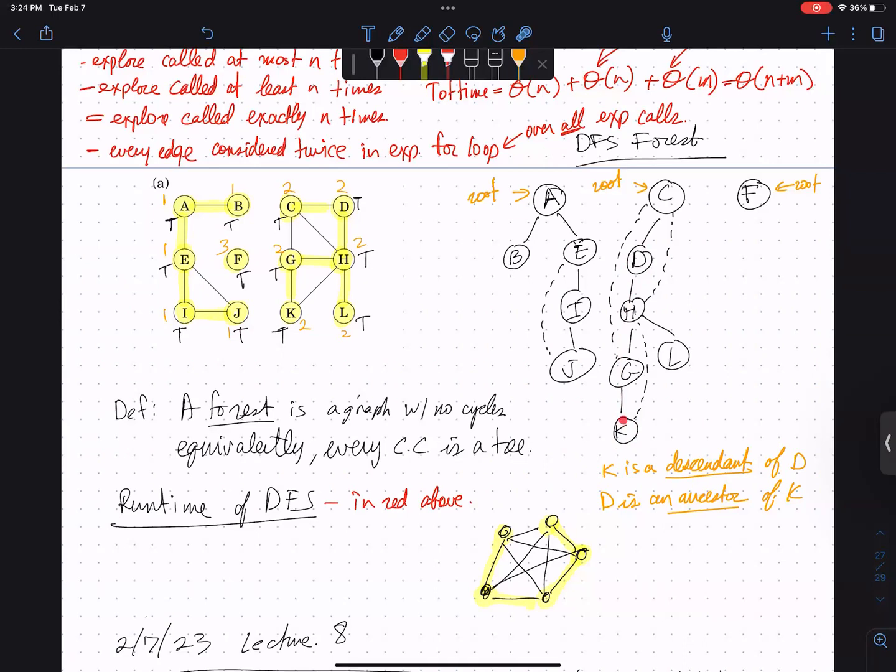Notice that K and L are not descendants or ancestors. This is an important point. K is not a descendant of L, just like you're not a descendant of your aunt. You're both descendants of your, let's say, grandmother, but you're not a descendant of your aunt, and your aunt is not your ancestor.